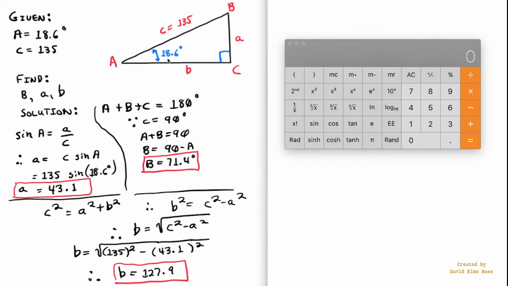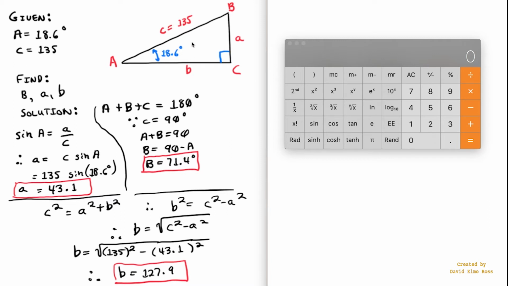Let's take a look at this right angle triangle here where C is 90 degrees. We're also given that this angle A is 18.6 degrees and that c, which is the length of our hypotenuse here, is 135 units. Now what we want to do is find out all the other information. So we're given this angle, we're given this length, but we want to find out what is our angle B and what are the sides a and b in terms of lengths here.